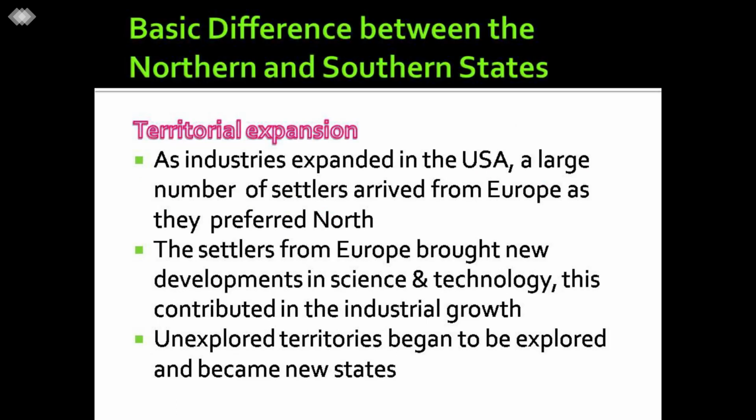Territorial expansion. As industries expanded in the USA, a large number of settlers arrived from Europe, especially from Ireland, Britain, and Germany. Most of them preferred to settle in the north. Thus, the north soon had a much larger population than the south. The settlers from Europe brought with them knowledge of new developments in science and technology.